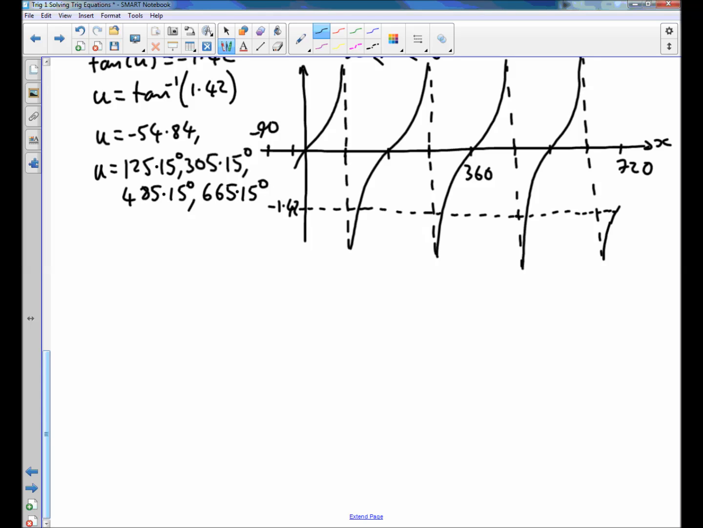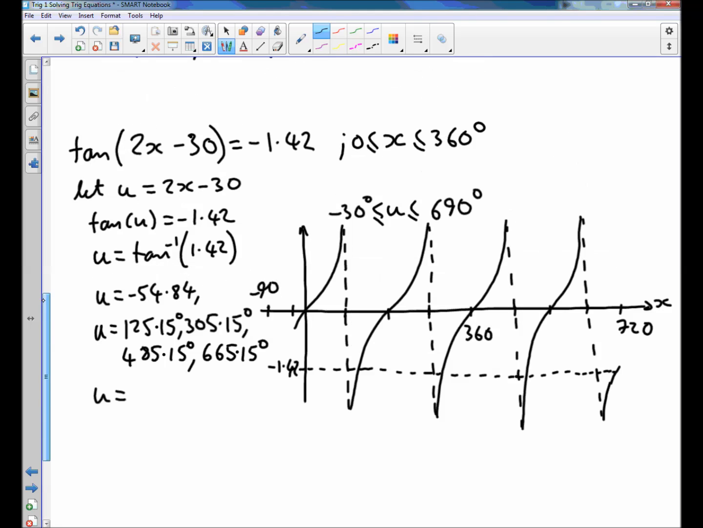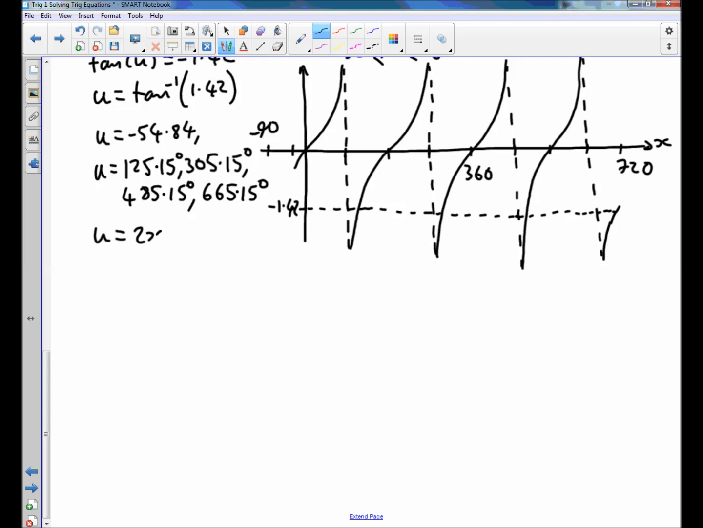Now, if u equals 2x minus 30, then x is going to be u plus 30 divided by 2. Now, if I was in an exam and I had 4 or more solutions for u to convert into x, I'd be tempted to use the list function on my calculator, because all I'll have to do is type in my values of u, type in the equation, and it'll convert them for me. So that's what I actually did.